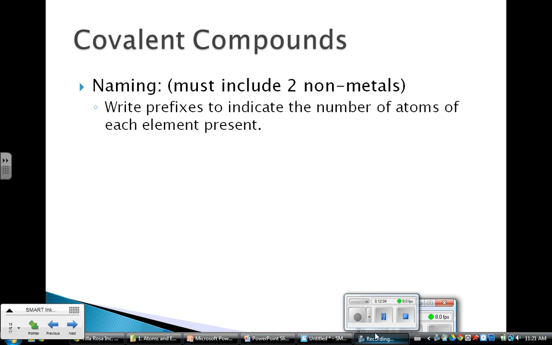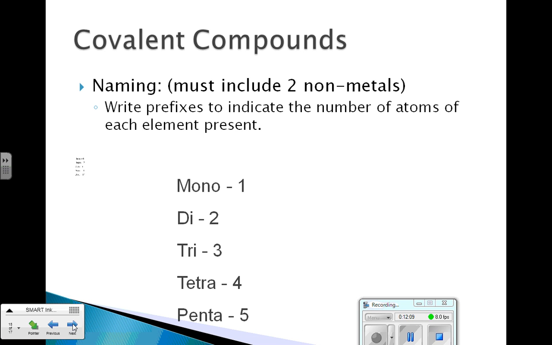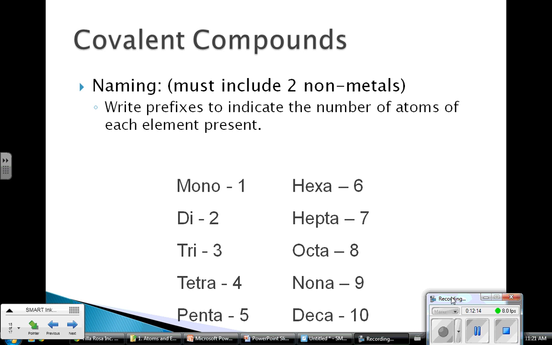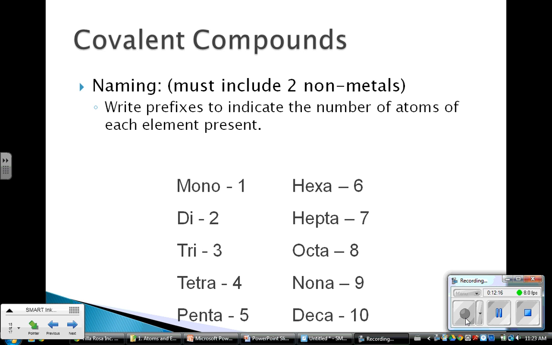And in order to write out the name for this one, you need to use prefixes. So here are the prefixes that you are responsible for knowing. So very important to realize that when you're naming ionic compounds, you don't need to use prefixes because there's only one recipe. There's only one combination. So if you've got sodium chloride, there's only one way for sodium and chlorine to come together for grade 9 science. So we don't use prefixes for those.